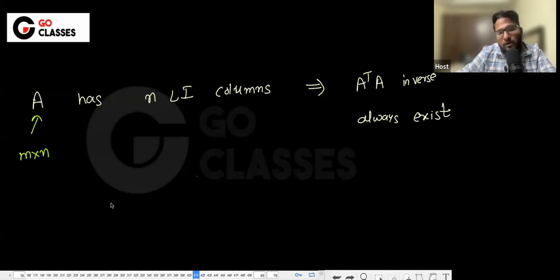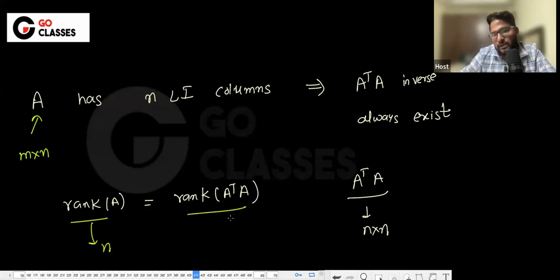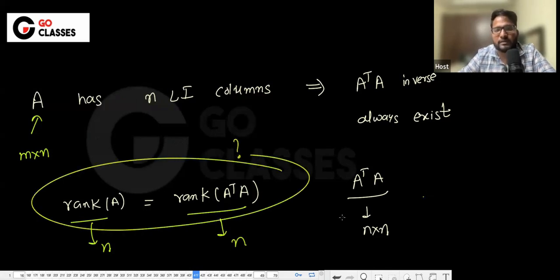Why? Because A transpose A is an n by n matrix. Its rank and A's rank are the same. Rank of A and rank of A transpose A are actually the same. If A has rank n, which means n linearly independent columns, then A transpose A will also have rank n, which means A transpose A inverse always exists. Okay. Why is that the case? Why are both ranks the same?